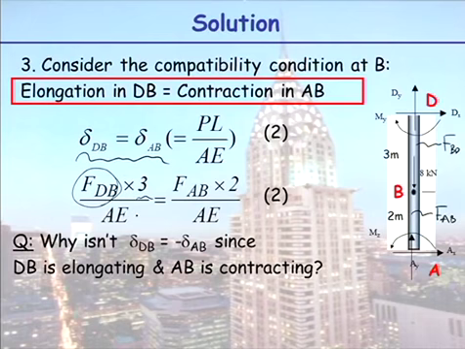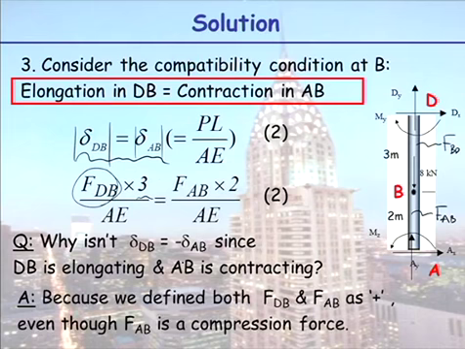And now in this case, we don't deal with negatives and positives anymore. We're looking at absolute values. So we just equate the two absolute values, and we don't bother with negative signs anymore. So that's why I've written the comment: why isn't the deflection dB equal to negative deflection AB, since one's contracting and one's elongating? It's effectively because we define both our internal forces as positive, even though one is a compression. So we're dealing with absolute values.